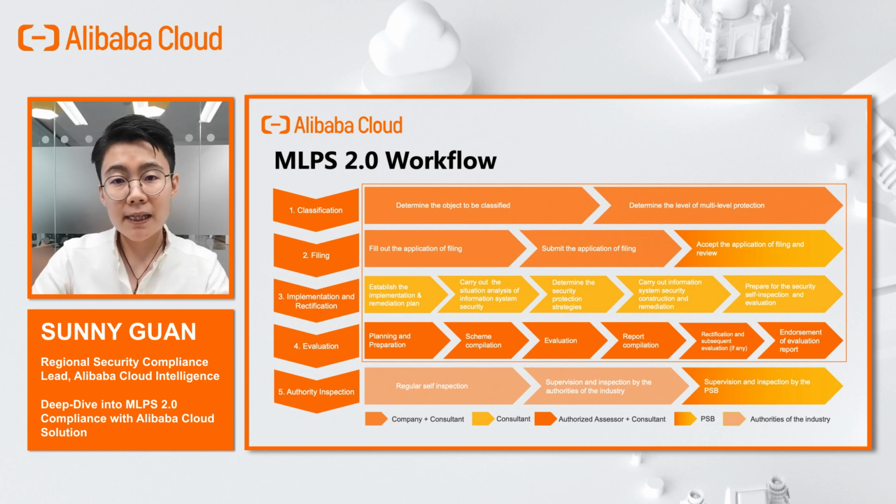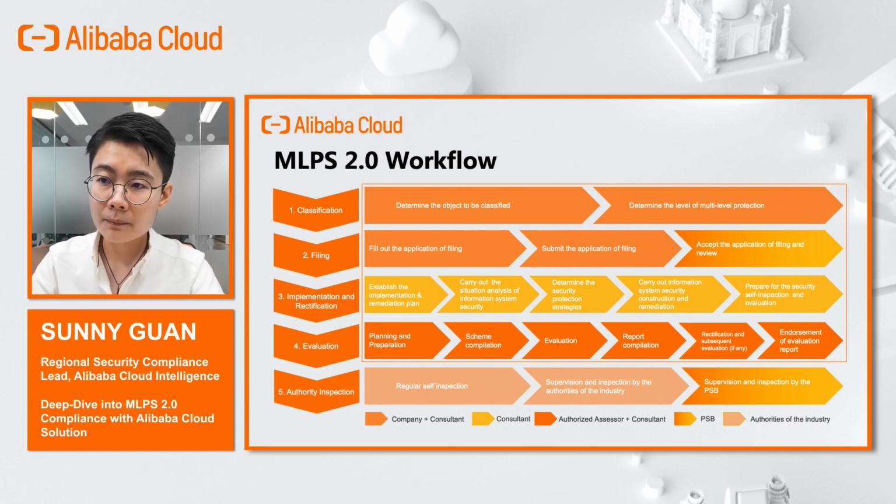After we understand the key concepts and major changes in MLPS 2.0, let's take a look at the evaluation process of the MLPS. The evaluation process starts from the classification, to identify the protection object and determine the level of this object with reference to the classification guide. Then file the determined level of the identified objects with the local security supervisory division of the PCSB.